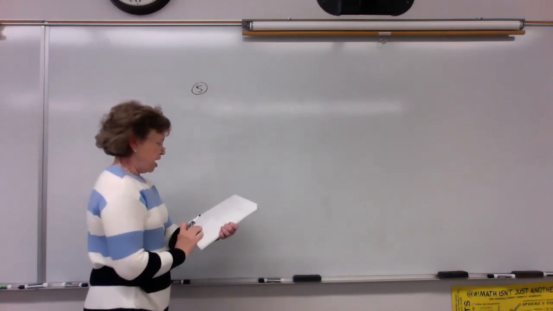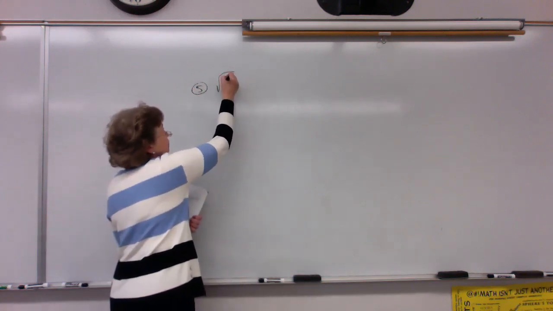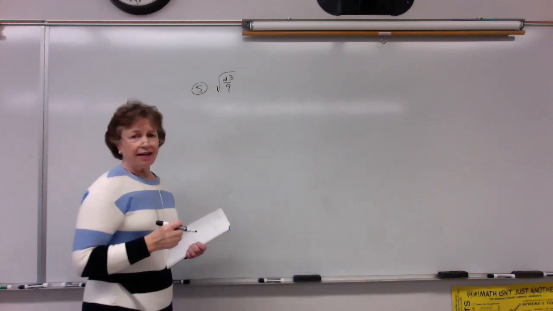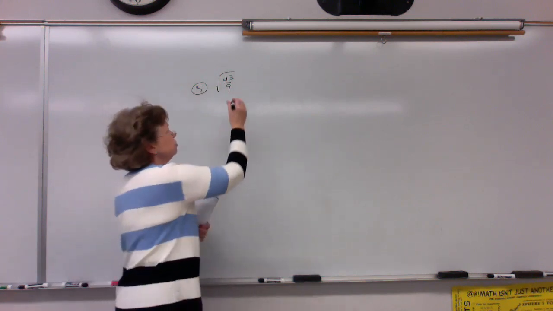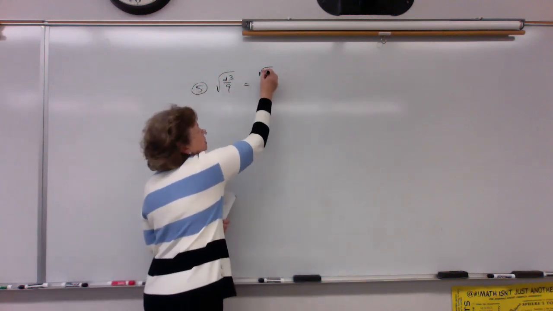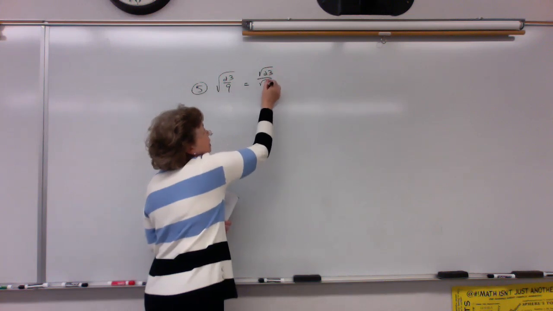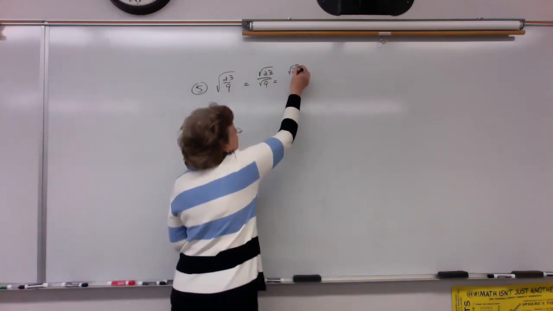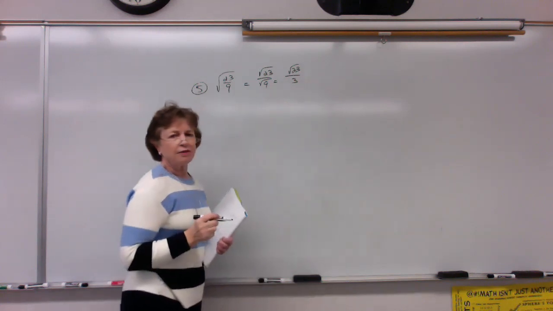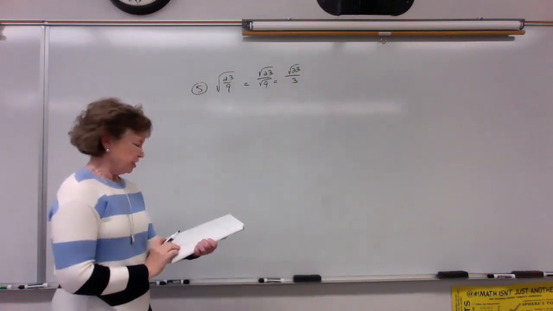Looking at number 5, that was the square root of 23 divided by 9. Well, that doesn't reduce, so we're just going to pull it apart. Square root of 23 over the square root of 9, which is the square root of 23, which is a prime number, divided by 3, and we are finished, and that looks good.